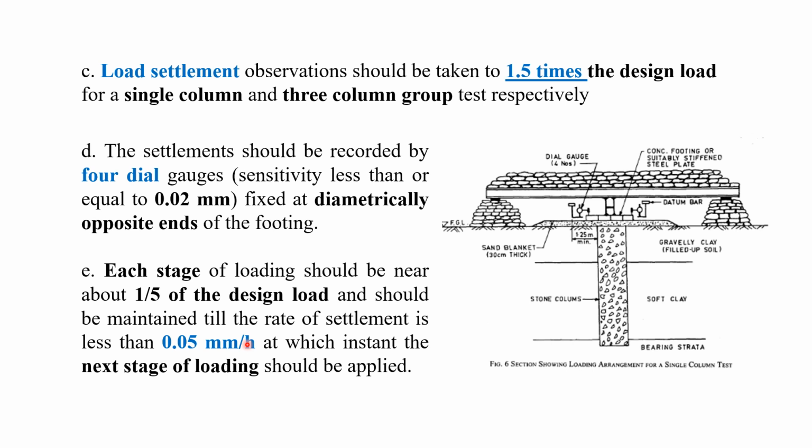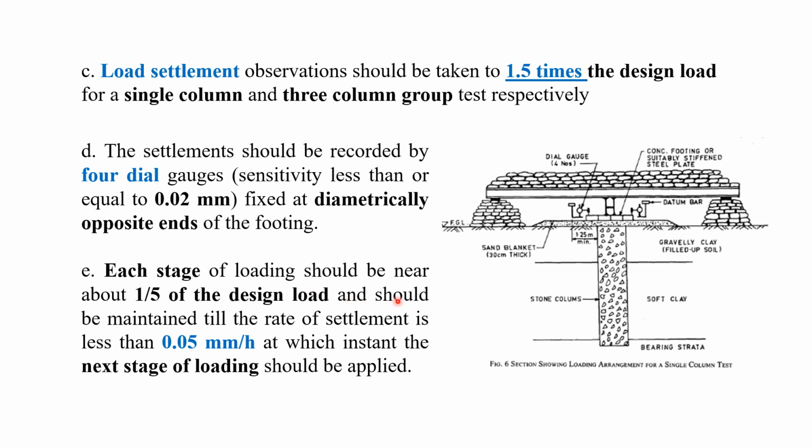What does it mean? That means at each stage we have to apply the load in a sequence, and it says that each stage of the loading should be near 1 by 5 times of the design load. Suppose design load is 25 ton. So 25 by 5, one by one we have to put the load in stages, so that means 5 ton, 5 ton, 5 ton.